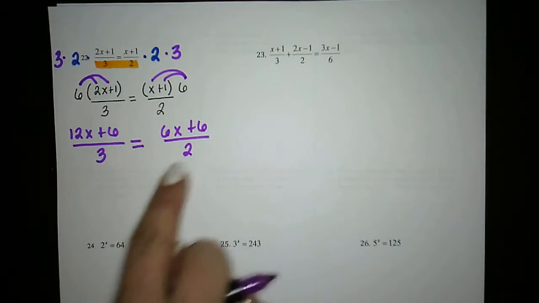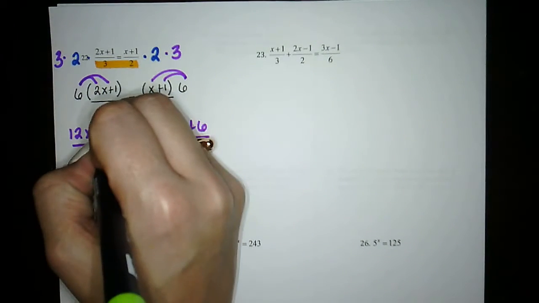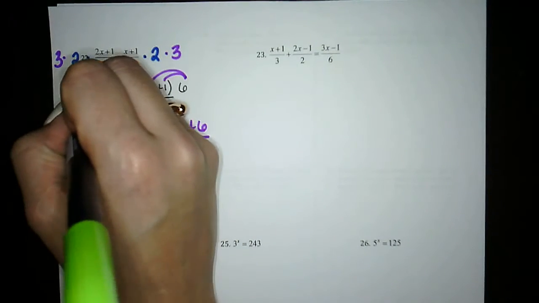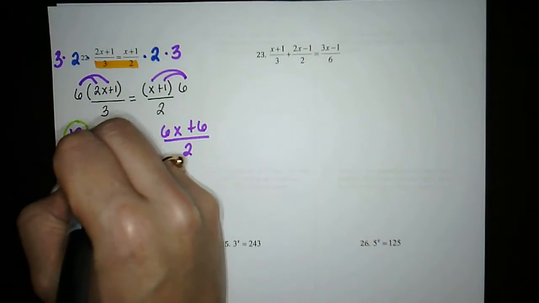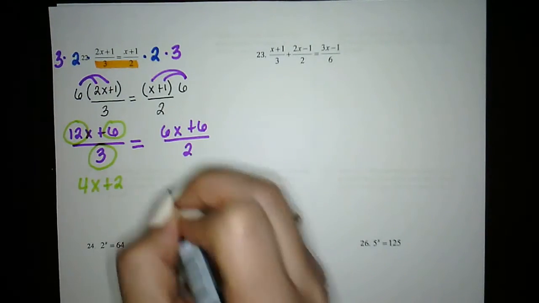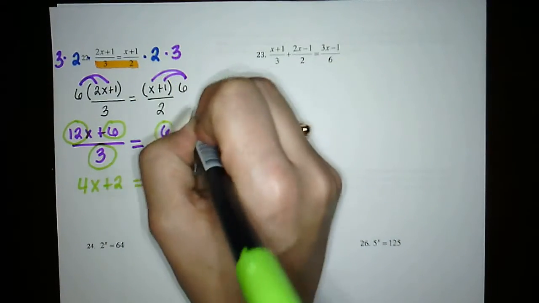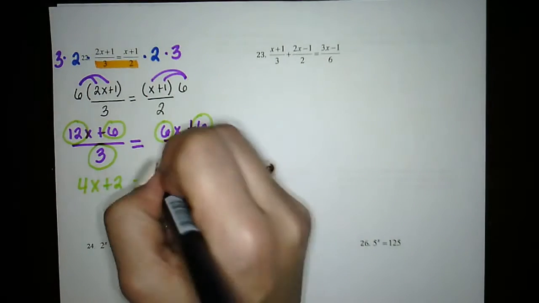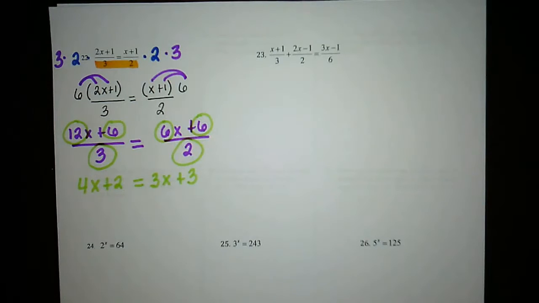And then now we can simplify these fractions a little bit more. This 3, if it can go into both 12 and 6, we can simplify, and it does. So 12 divided by 3 is 4. 6 divided by 3 is 2. Same thing on this side. Can 2 go into both 6 and 6? Yes. 6 divided by 2 is 3. And 6 divided by 2 is 3.